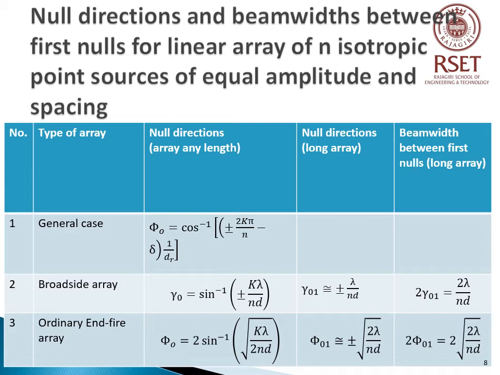We have seen that phi is measured from the x-axis and gamma from the y-axis. So for a broadside array, the beam width will be 2 into gamma naught 1, and for an end-fire array it is 2 into phi naught 1.